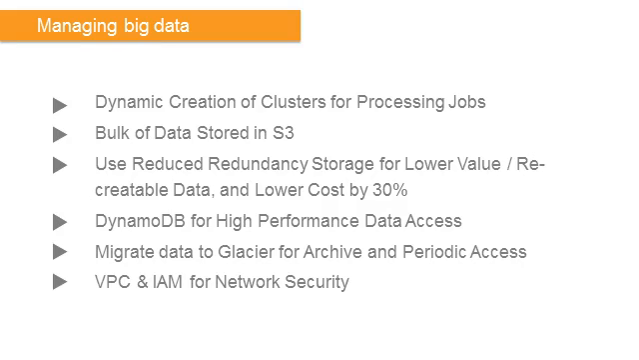You can also further reduce costs for storage by using RRS, or reduced redundancy storage, for lower value or recreatable data. And if you don't need data permanently, then you can migrate it down to Glacier and pull it back, for example, for quarterly or annual processing. If you have processing tasks that you want to run very infrequently, that's definitely a technique that you can use.